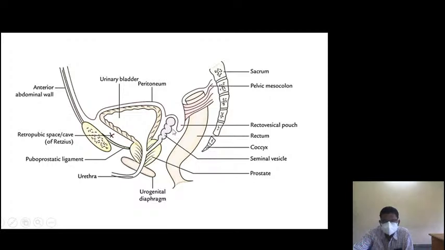Just behind the prostate gland you can see one important structure called the rectum, right? As you know very well, the rectum has two curvatures. One is the sacral curvature and the next one is the rectal ampulla, where the rectum bends at this level and continues as the anal canal. Please remember, this is very important.